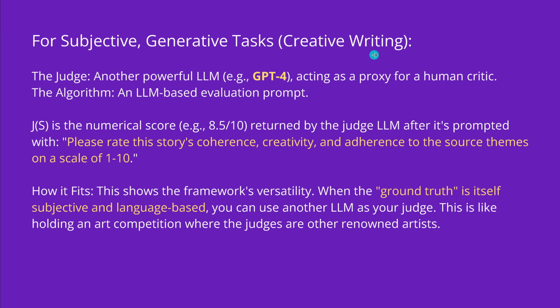For some creative writing task, it becomes much more wobbly. So what you need is a better AI system like GPT-4. This acts like a proxy for a human critic. No? This will understand if I'm here very emotional maybe, or creative writing or whatever. But it's also depending on the pre-training data. And then for me, it's easy. I say to the LLM, hey, please rate this story's coherence, the story's creativity, and adherence to the source themes on a scale of 1 to 10. So this is easy, no?